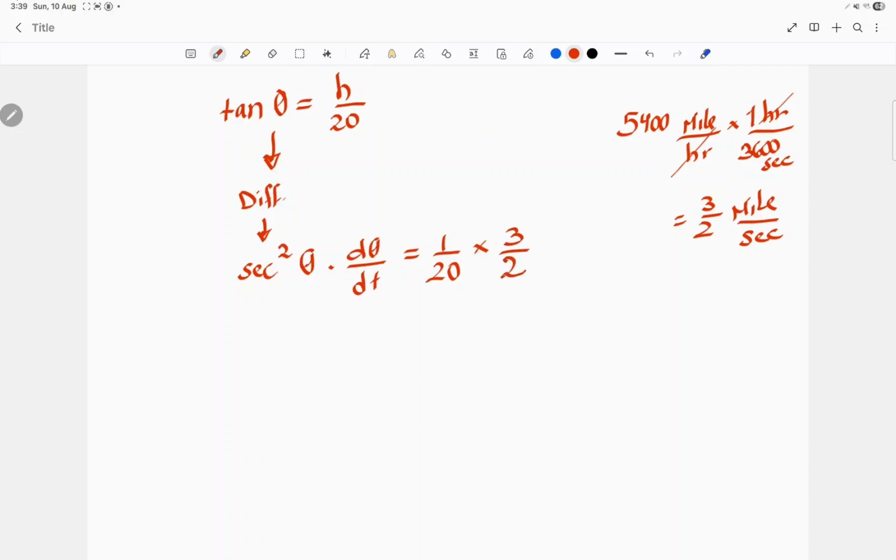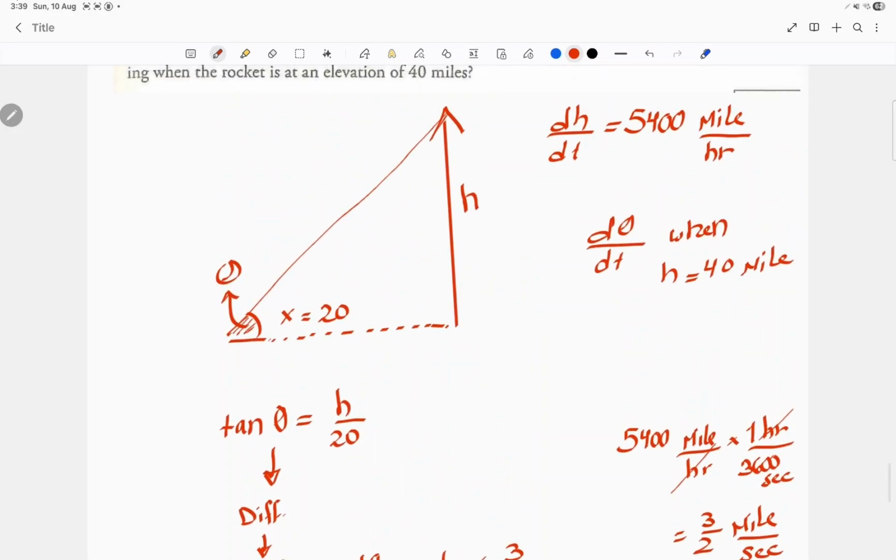Why don't you just put 1.5? It's okay. You could do that. But they just like fractions more for some reason, but they're both equally correct. Now, my theta is how much when the height becomes 40? Wait, so if the height is 40, my tan theta is going to become 40 over 20, correct? Which equals to 2.